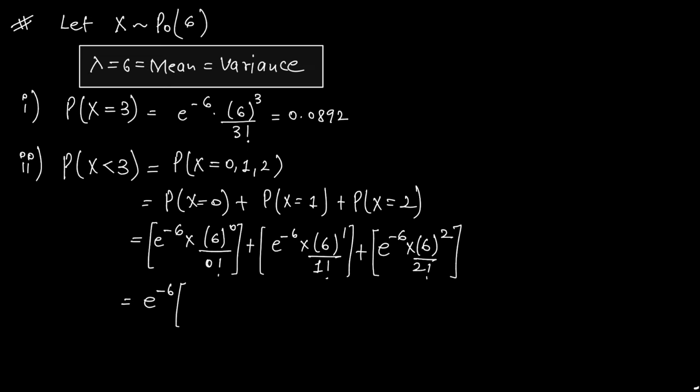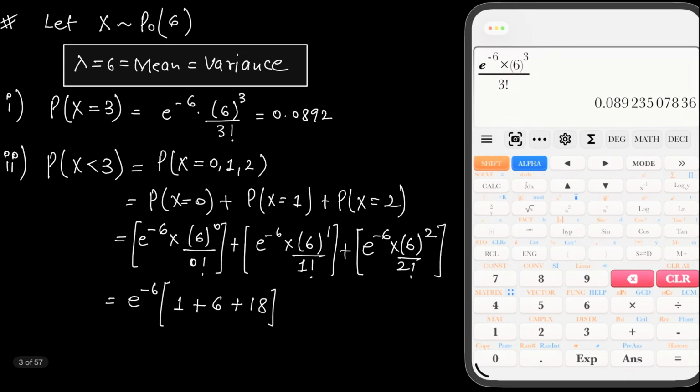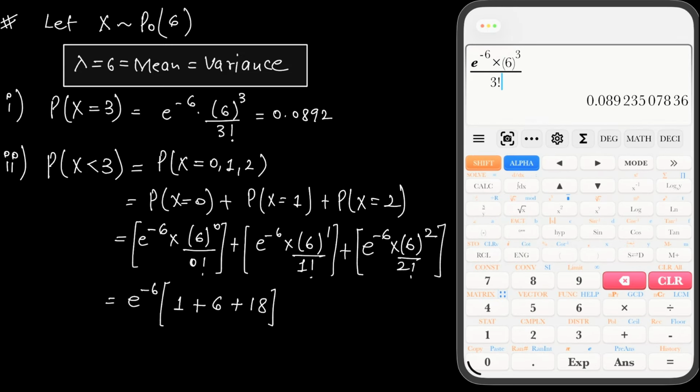I will take out e raised to the power minus 6 common from all of them, and I will get 6 raised to the power 0 is 1 and 0 factorial is also 1. So I will write it as 1 plus, e raised to the power minus 6 is already taken out common, so I will be left with 6. 1 factorial is 1 only. And then it is 6 squared, that is 36. 36 over 2 will give you 18. So now we can easily solve this. Let's use the calculator. This is 18 plus 6, 24, plus 1, 25. So we will directly solve this: e raised to the power minus 6 times 1 plus 6 plus 18, that is 25.